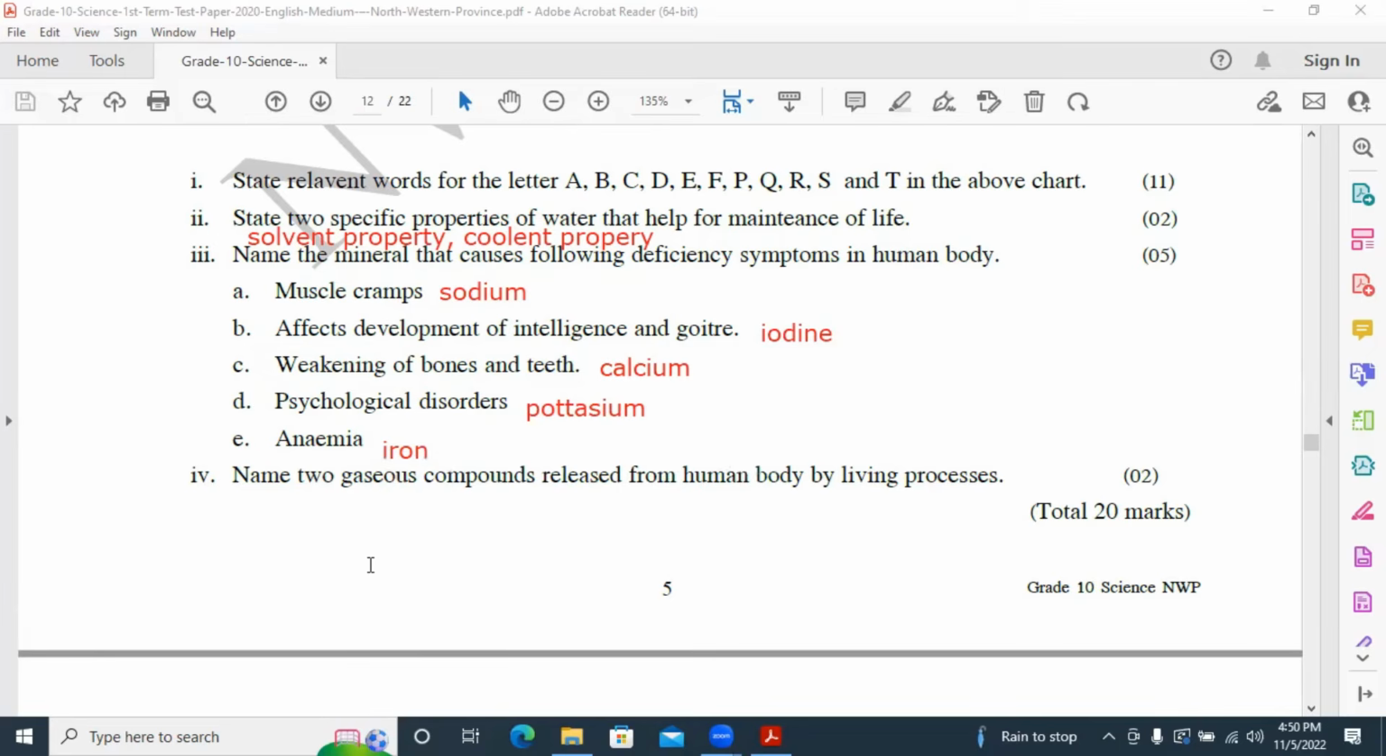Name 2 gaseous compounds released from the human body by living processes. Carbon dioxide, water vapor.